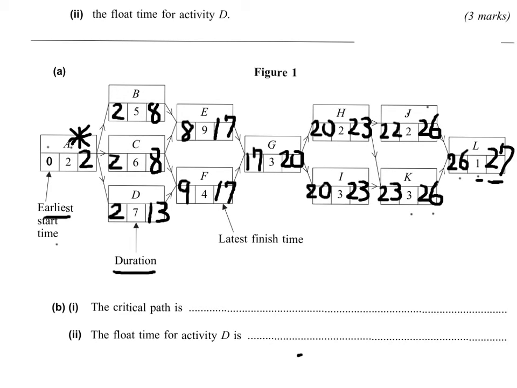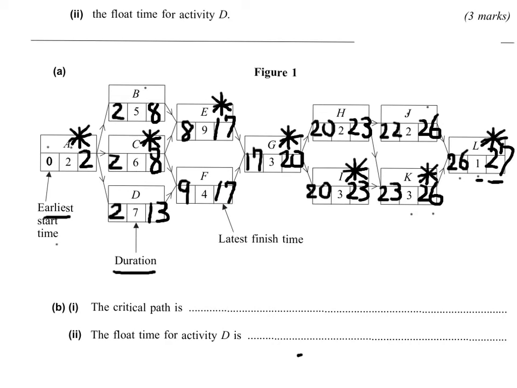B. B starts on day 2, takes 5 days, so 2 plus 5 is 7, but B doesn't really have to finish until day 8. So it's got 1 day of idle time or float time. So B is not a critical activity. C, 2 plus 6 is 8, no leeway. So C is a critical activity.